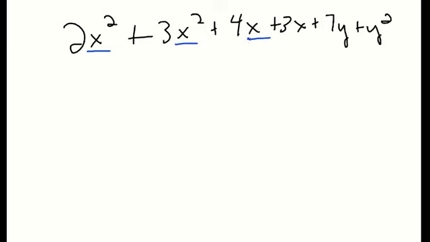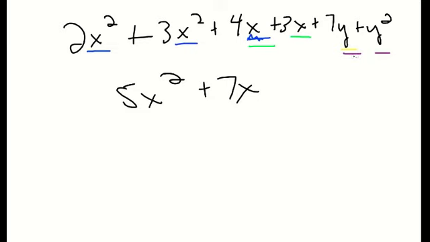Wrong color. Ignore that. Green. Okay, x and x. All right. Do we have any other ones? Oh, that's that color. y's and y squared. Alright, so we combine these two to get 5x squared, and these two to get 7x.